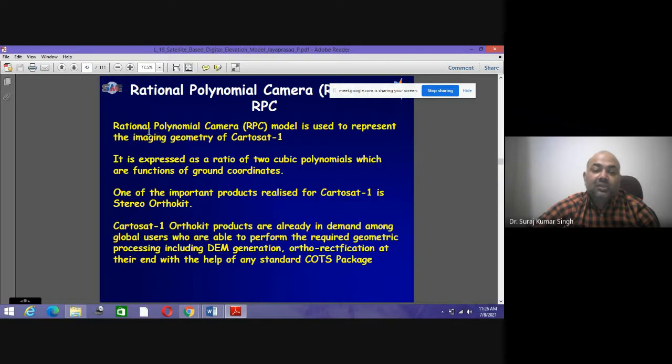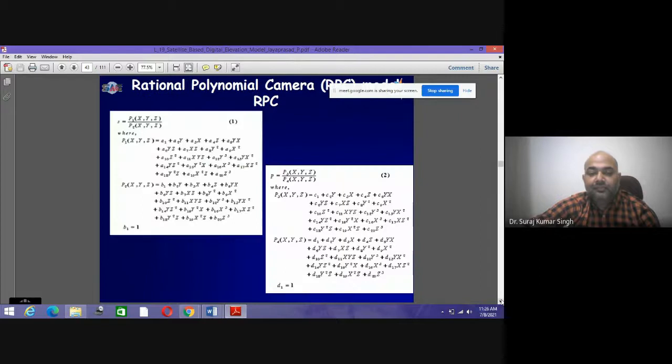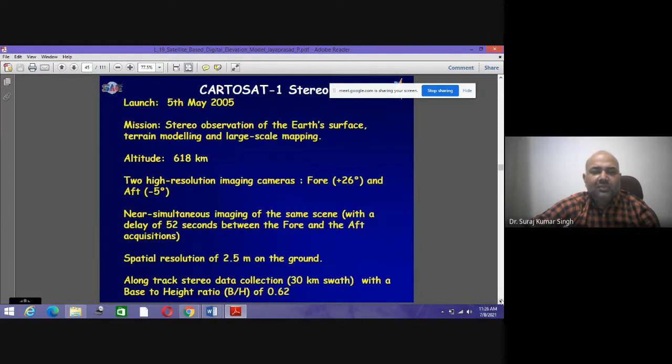Then the rational polynomial camera model is used to represent the imaging geometry of Cartosat 1. It is expressed as the ratio of two cubic polynomials which are functions of the ground object. It is one of the important products realized in Cartosat 1. Cartosat 1 stereo products are already in demand among various global users, who are able to perform the required geometric processing, including DEM generation and ortho rectification, with the help of standard photogrammetry packages. So these are the various elements that we are talking about when we talk about Cartosat 1.